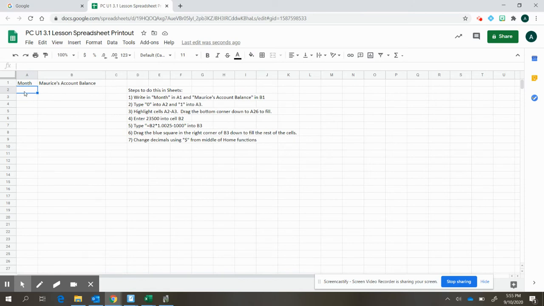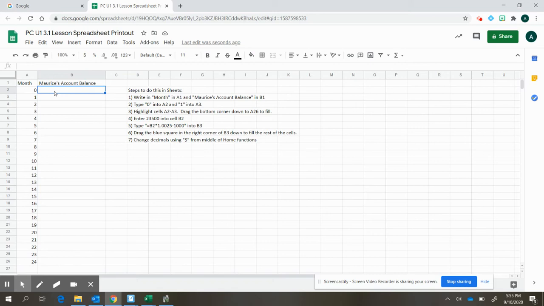And to start, we're going to type into A2 a 0, our starting balance, month 0. And then we have 1. The cool thing from here is we can start dragging this down. If we highlight these two cells, I'm going to hit shift and then the down arrow, and drag this down all the way to the 26th cell, so we can get 2 years' worth of values. Here's our months, right? 24 months, or 2 years.